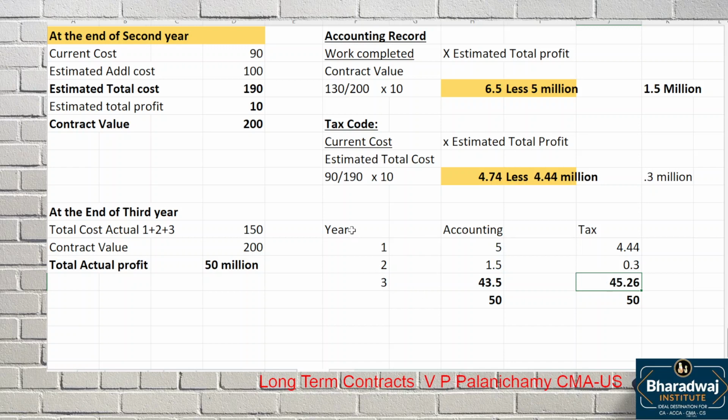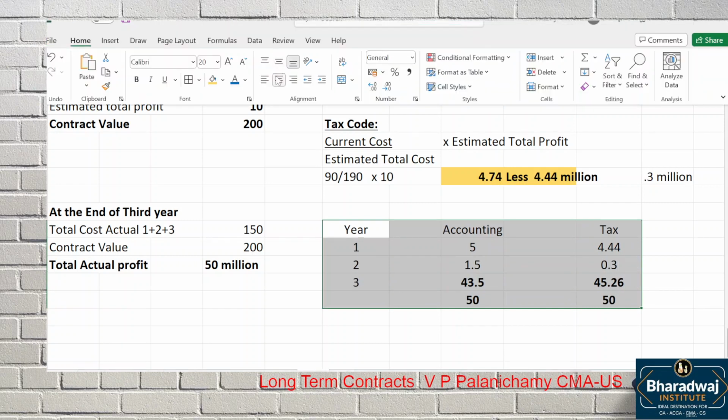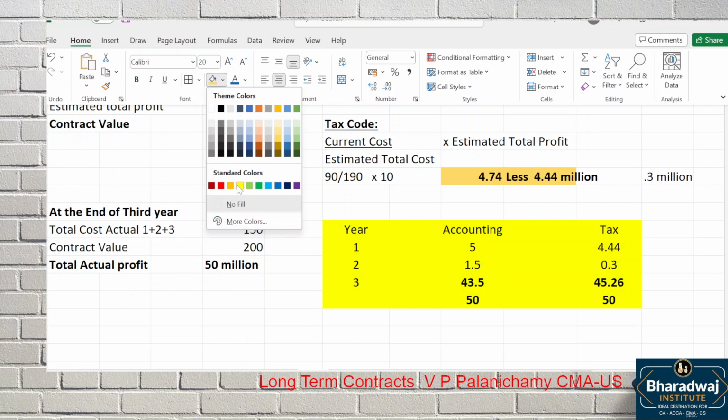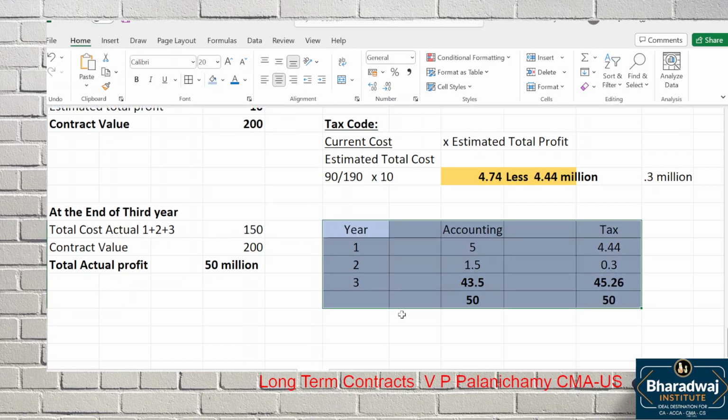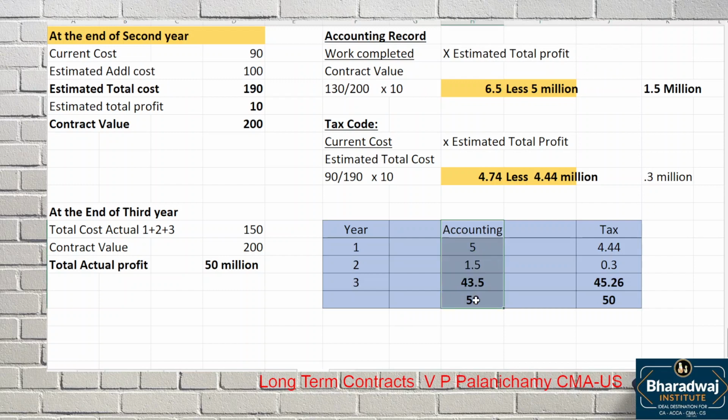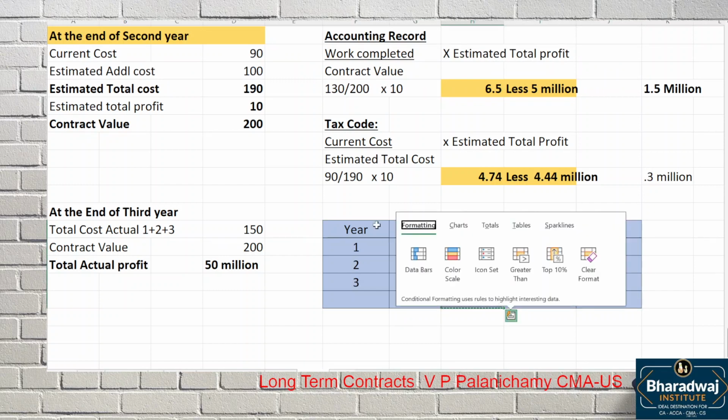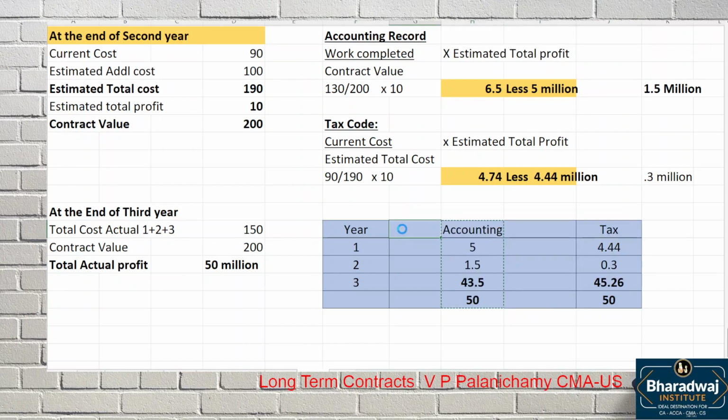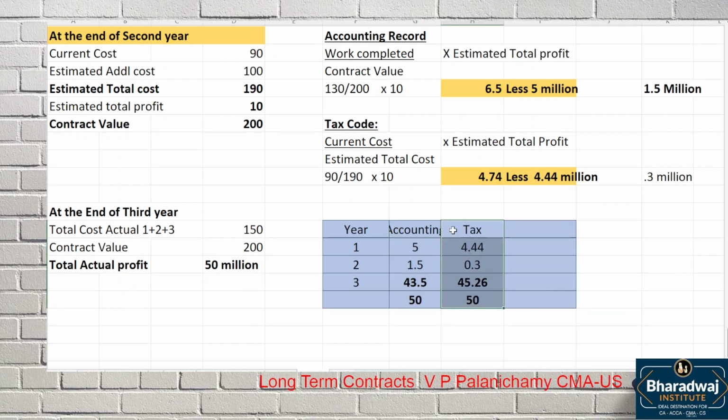Now wait, is the profit recognized in accounts and tax the same or different? They are different. So we know that when there is a difference in profit, we have to create deferred tax. We have to create which one? Deferred tax, that we learned in the last class, how to create deferred tax.